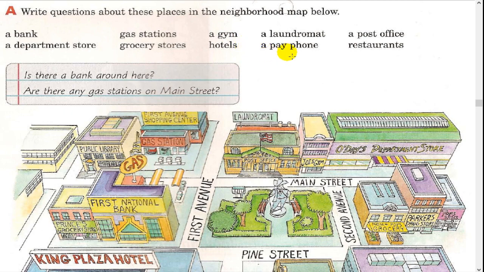Is there a payphone around here? A payphone, a phone that needs coins. Yes, there is. There is one on Main Street. It's very small. There is one between First Avenue and Second Avenue. There is one in front of the post office. There is one opposite the post office.